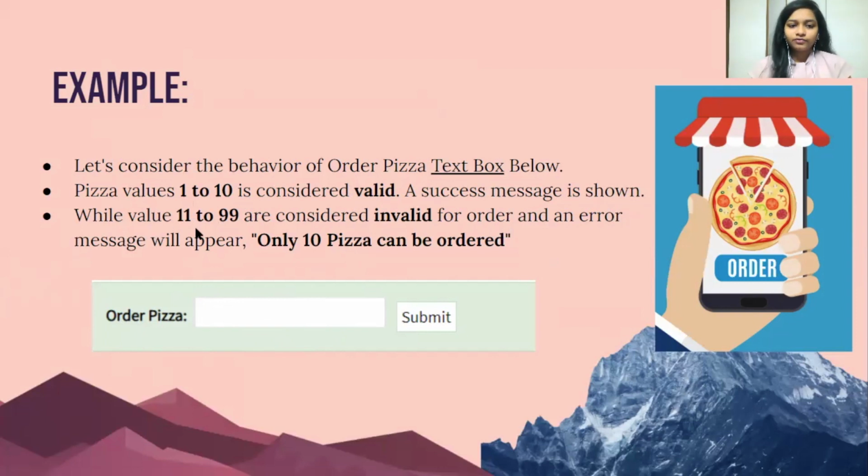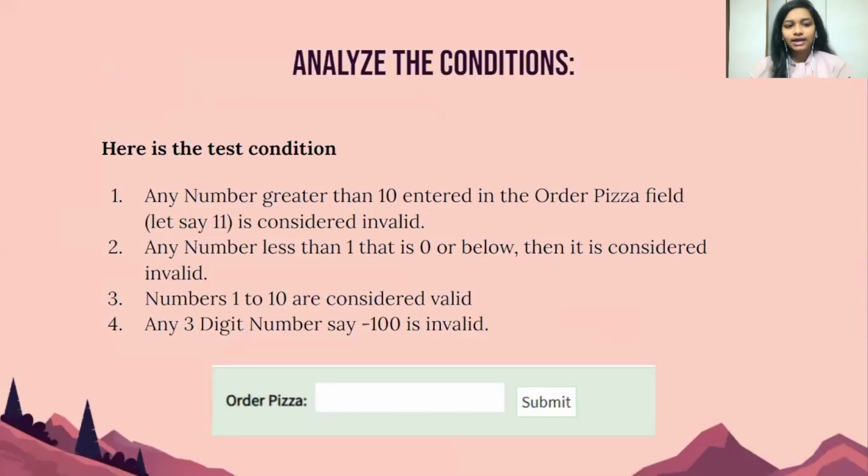And in case of invalid inputs from 11 to 99, it should say an invalid order. The order should be placed only within the 10-number set, meaning only a particular set of inputs should be entered into the text box. Let's analyze what the conditions are which we need to test in this scenario.